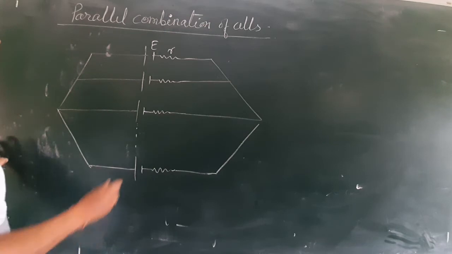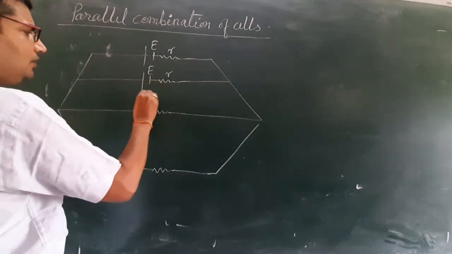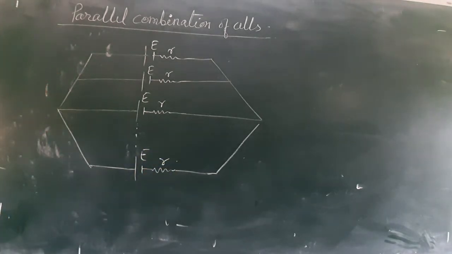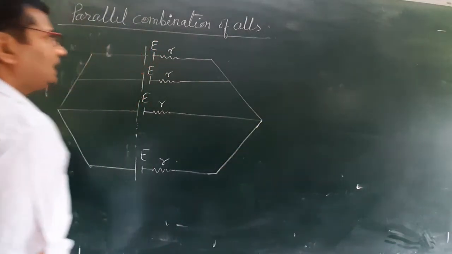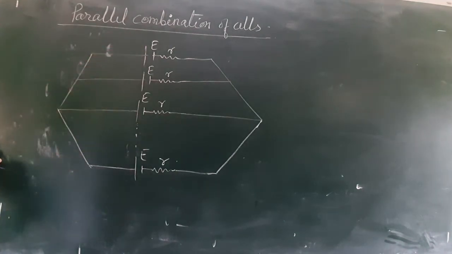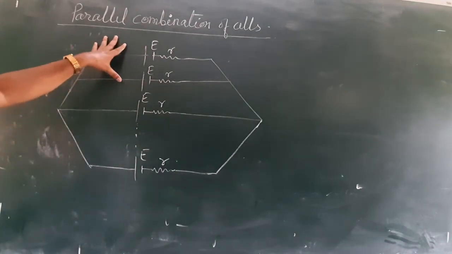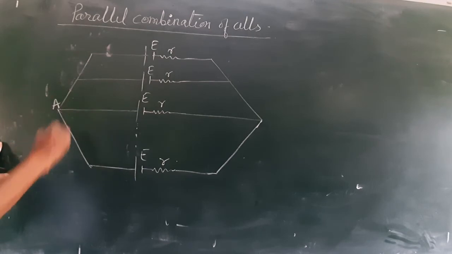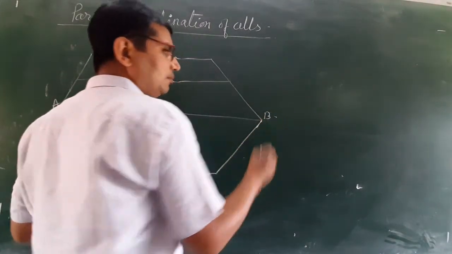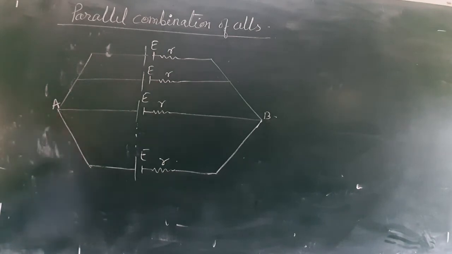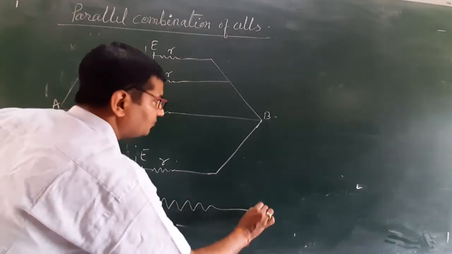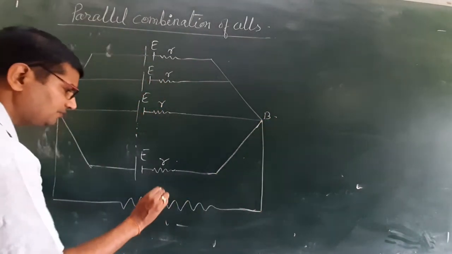There are n cells, each of EMF E. N may be 50, 40, 30, 100. It can have a certain finite value. So n cells are connected in parallel. In order to connect the cells in parallel, the positive terminals of all the cells should be connected at one point and their negative terminals should be connected to another point. Here, this is the external resistance.